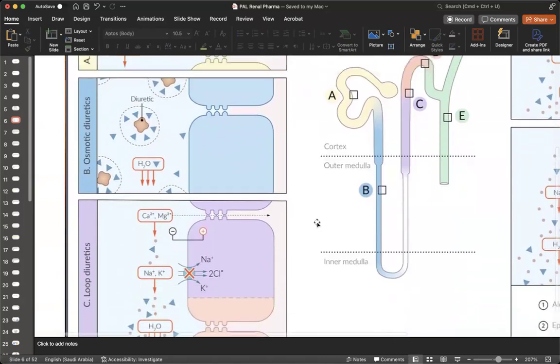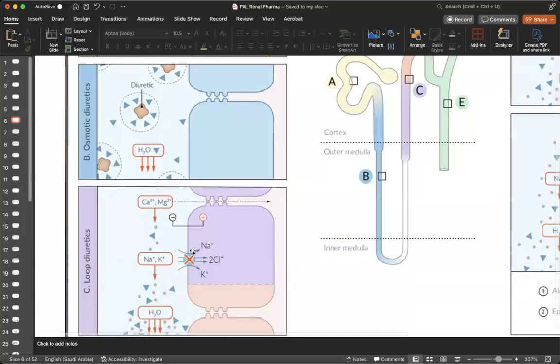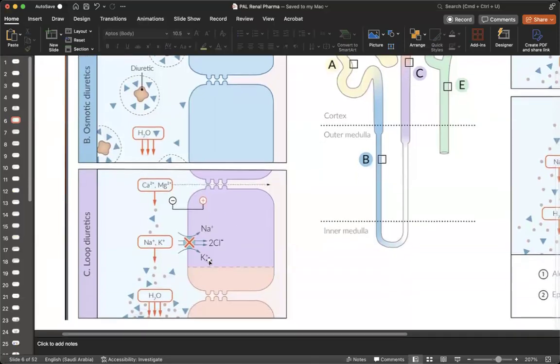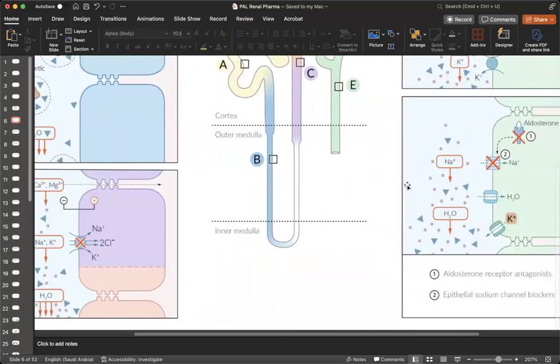C is loop diuretics. Remember the ascending loop of Henle, you block sodium 2-chloride potassium. It's going to kick out sodium and potassium, leading to hypokalemia, but it can also lead to hypocalcemia and hypomagnesemia. What are the unique side effects of loop diuretics? Remember we said ototoxicity, hyperuricemia, hypokalemia, okay?